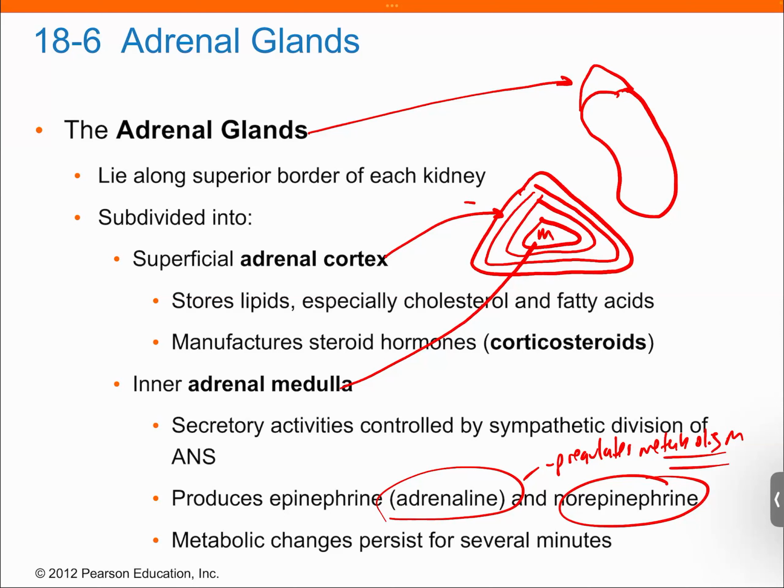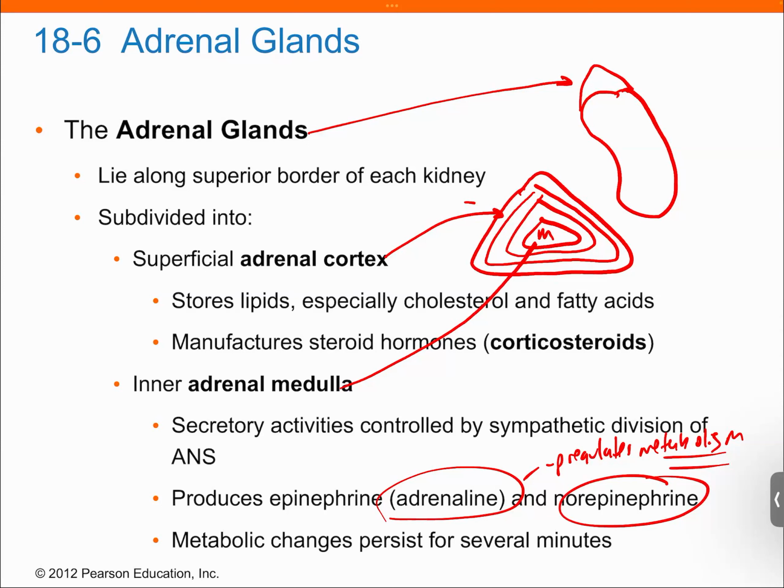Which is the reason why after the threat is over, you come down fairly quickly, right? Because that's the effect of the adrenaline. The thyroid would have a more persistent effect. Okay, so it'd be a little bit more persistent. You'd be like torqued out for a while. Okay.